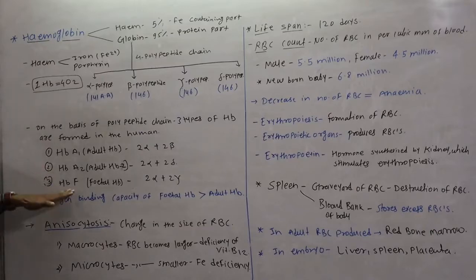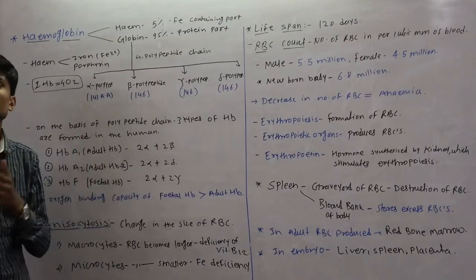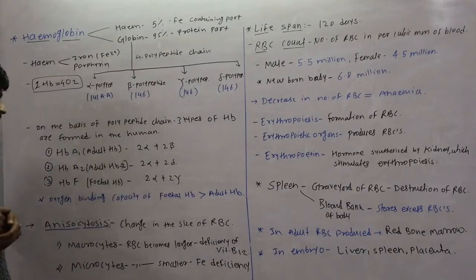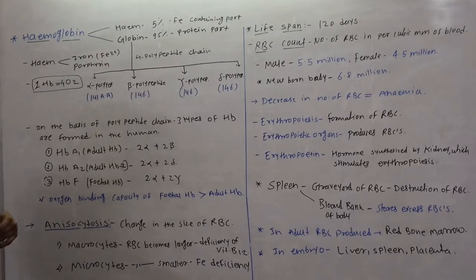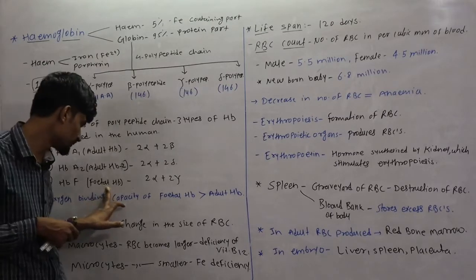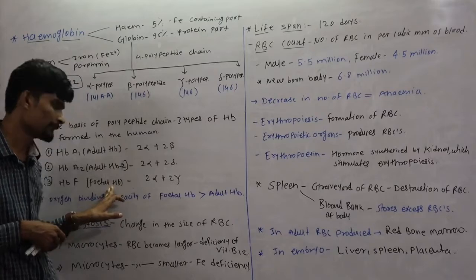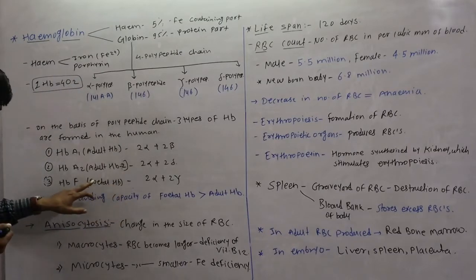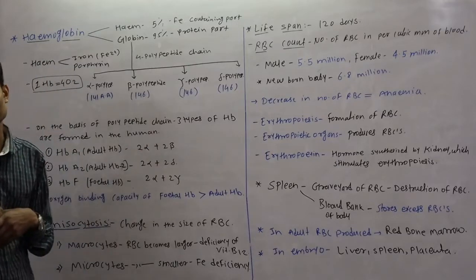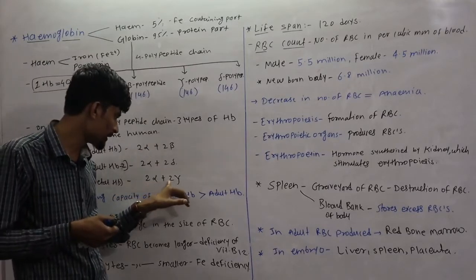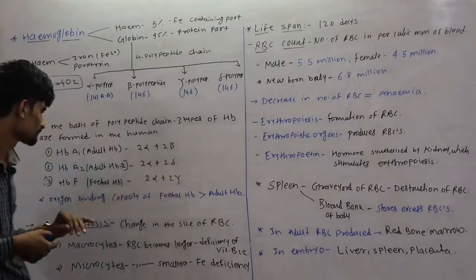And the third one is HbF. HbF means F for fetal, so fetal hemoglobin. Fetus means when there is no birth yet, okay? It is present inside the uterus of the mother. So when the fetus is present inside the mother's uterus, the fetal Hb has 2 alpha and 2 gamma chains. Okay students, 2 alpha and 2 gamma chains.